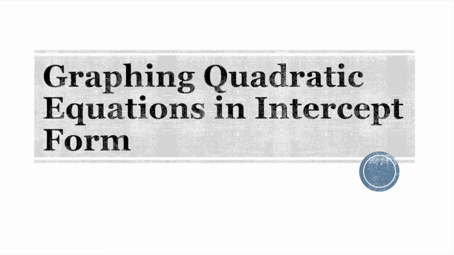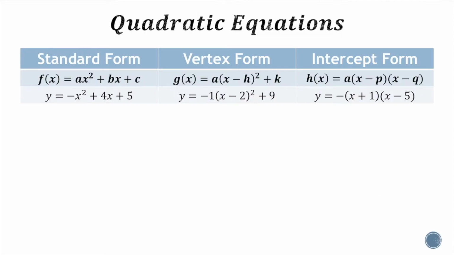Hey everyone, today we're going to see how we can graph quadratic equations in standard form. But before we begin, let's take a look at what we've done so far. We first started with standard form on the left. f(x) is equal to ax squared plus bx plus c. We know that a is equal to -1, b is equal to 4, c is equal to 5.